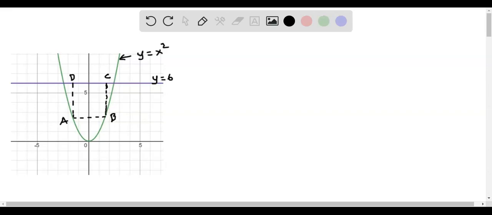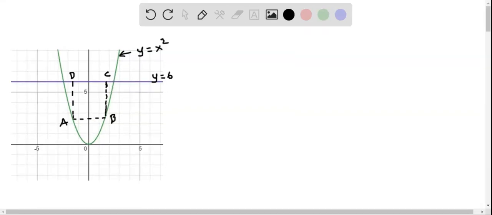So here I have drawn the graphs of y equals x squared as well as y equals 6. The green graph is the graph of y equals x squared, which is basically a parabola. And the blue line is the graph of y equals 6.